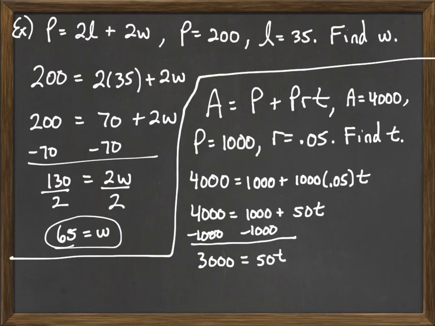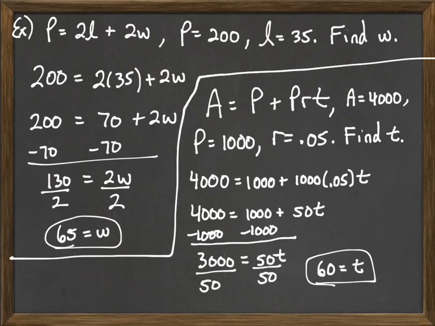So simplifying, that gets me down to 3,000 equals just 50T. And at this point, we're down to the step where we just have a number with our variable being multiplied. So we divide both sides by 50. And then we simplify. 3,000 divided by 50 is 60, and so we get T equals 60.